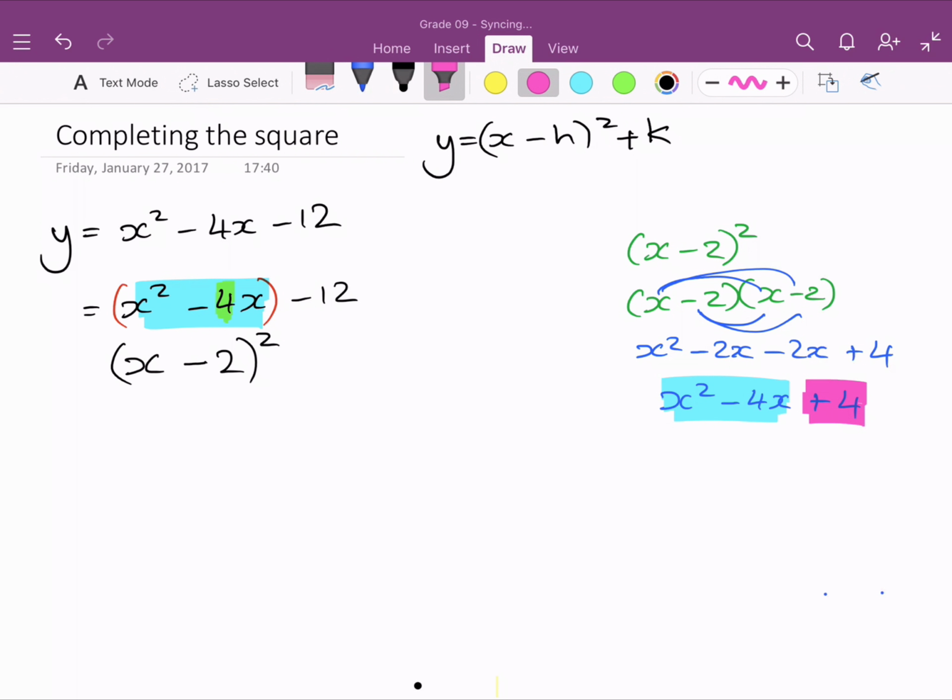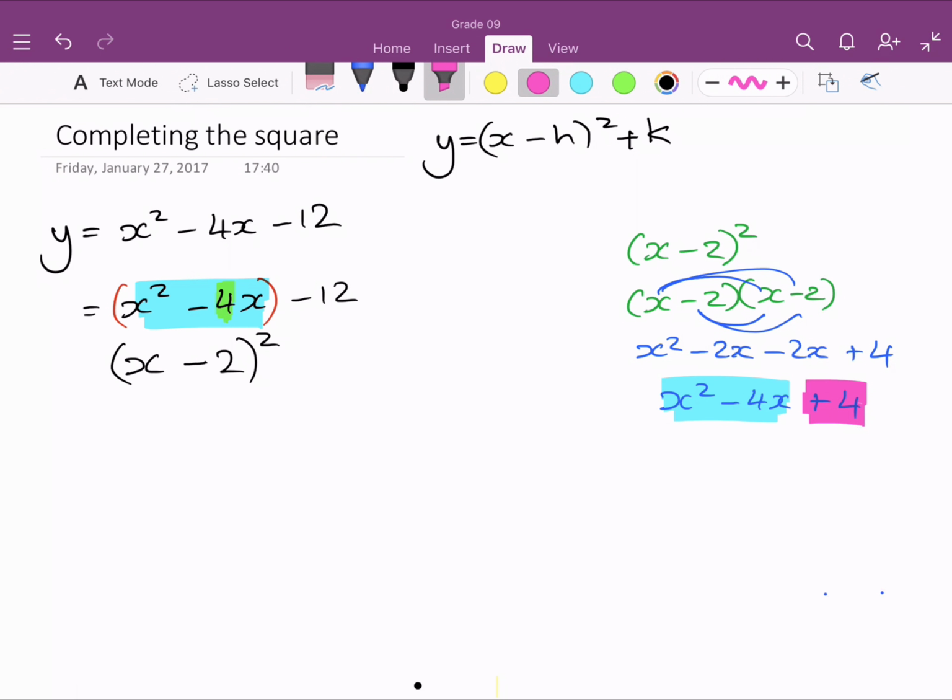Let me go back and recap what we've done so far, just in case I've lost some of you along the way. The first thing we did was rewrite the equation and put parentheses around the x squared and the x term. We then said the number in front of the x, the 4, needs to be halved, and I wrote x minus 2 all squared. We're not finished, but if we jump across to the right, what is x minus 2 all squared actually equal to? If we multiply it out, we get x squared minus 4x, which is what we had in our red parentheses on the left, but we also have this plus 4.